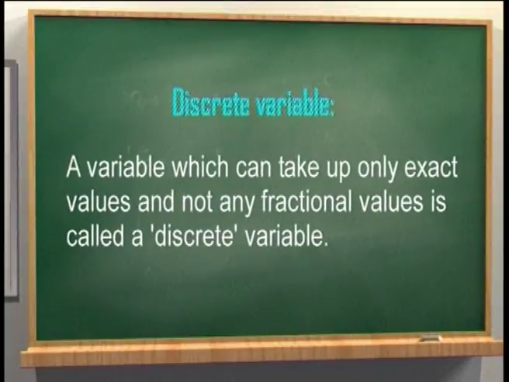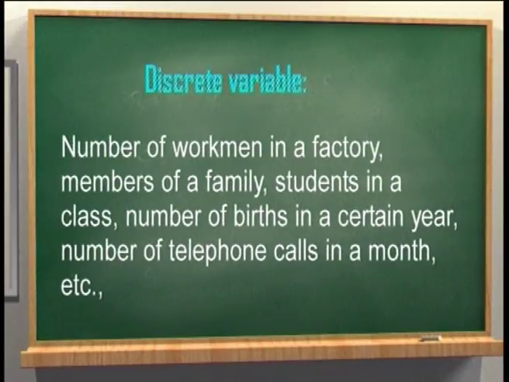Discrete variables. A variable which can take up only exact values and not any fractional values is called a discrete variable. Number of workmen in a factory, members of a family, students in a class, number of births in a certain year, number of telephone calls in a month are all examples of discrete variables.